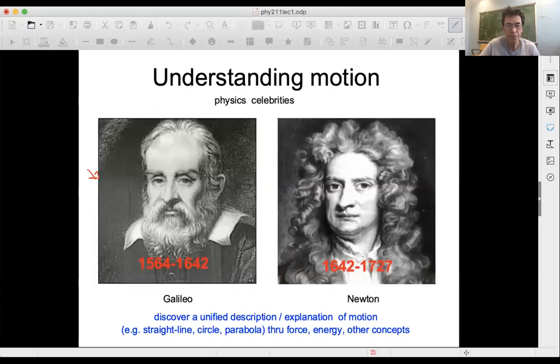In this slide, you see two of the celebrities, as I've put it here. They're like the grandparents of understanding motion. On the left-hand side is Galileo. He was around about 400 years ago. And on the right-hand side is Newton, and he was around about 300 years ago. But anyway, these two put together the description of motion and the understanding of motion that we're going to try and uncover in these lecture classes.